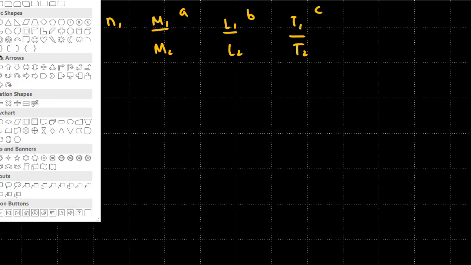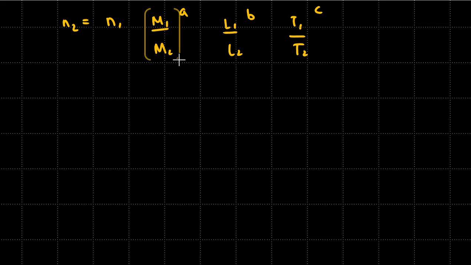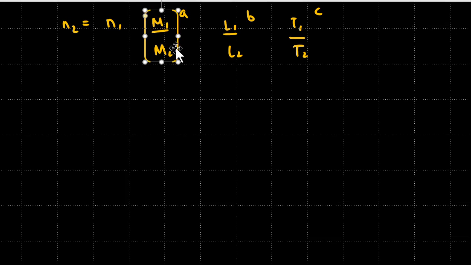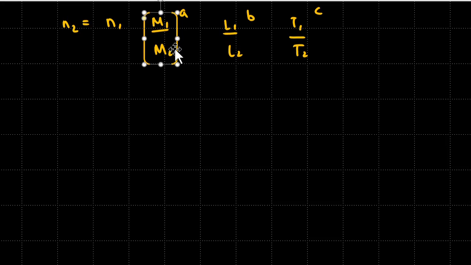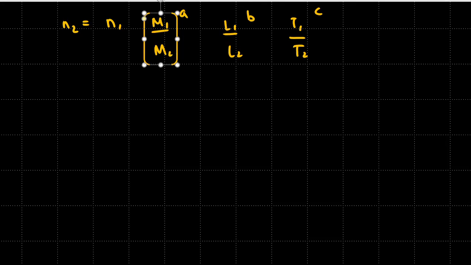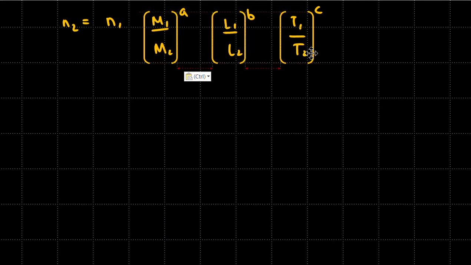So let's write from here. n2 must equal n1, M1 by M2 raised to the power of a, L1 by L2 raised to the power of b, T1 by T2 raised to the power of c. Let's add the brackets. They are supposed to be square brackets, but don't mind the round brackets. They're not perfectly square, they're not perfectly round, so don't mind them. So let's put the second one, and finally the third one.